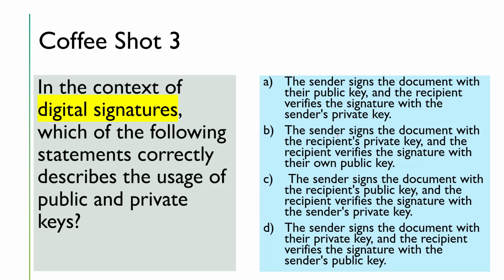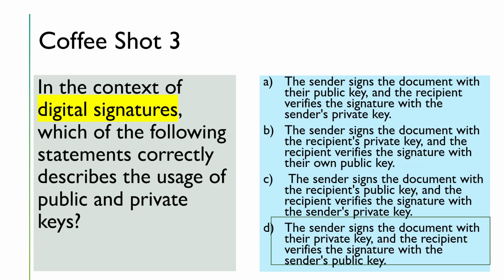Option B, sender signs the document with the recipient's private key and recipient verifies the signature with their own public key. That's not possible. Option C, sender signs the document with the recipient's public key and recipient verifies the signature with the sender's private key. Okay, so the recipient verifies the signature with the sender's private key. No one shares the private key, so the option that always makes sense is D.